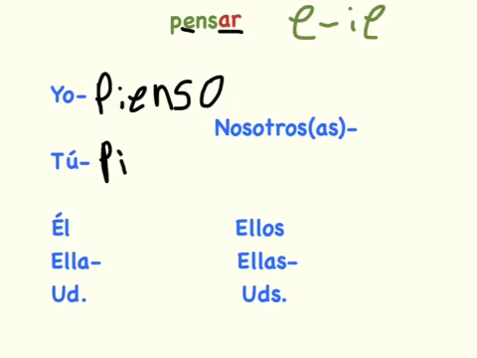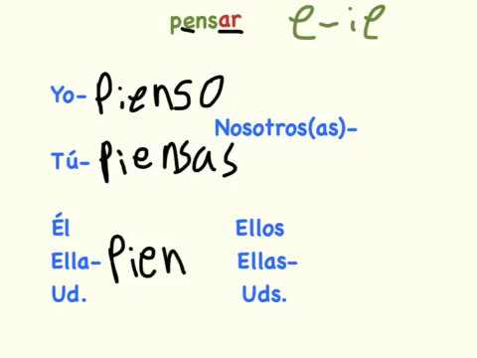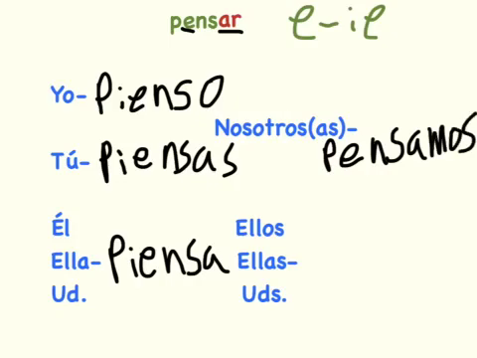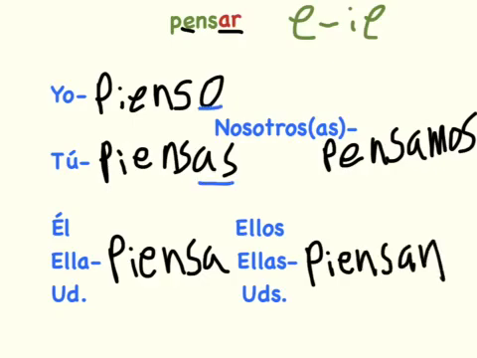Tú piensas. Él, ella, usted piensa. Nosotros pensamos. And ellos, ellas, ustedes piensan. Okay? Couple things. Notice that the endings all change normal: o, as, a, amos, an. And that there is no stem change in the nosotros form, and that's going to be for all stem-changing verbs. There's never a spelling change in the nosotros form.